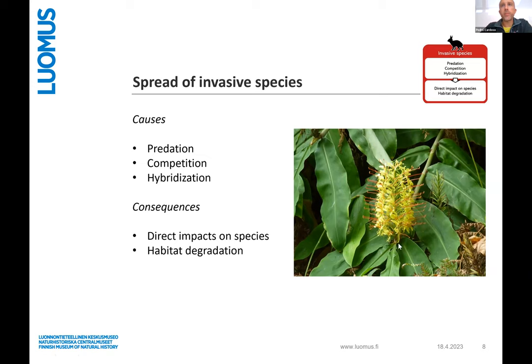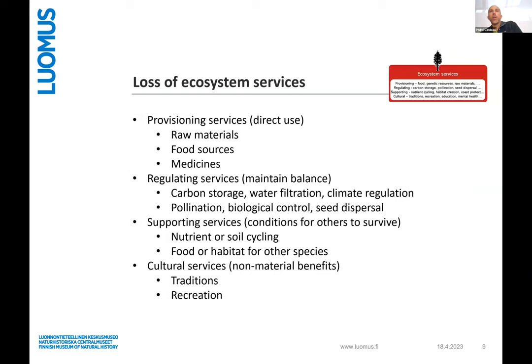This plant here on the right, this is really common in the south. It comes from the Himalayas, and it was first used as an ornamental plant, but now it's everywhere and it's just destroying all the native forests. It's really affecting, and it's impossible to get rid of it. So it's a big problem when these species, which were once traded for several different reasons, are released into the wild, and then the consequences can be enormous. All this will lead to loss of ecosystem services.